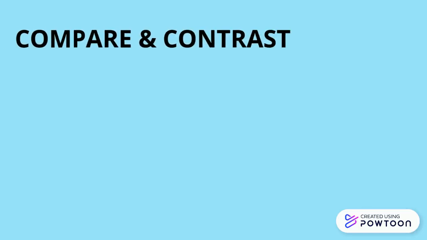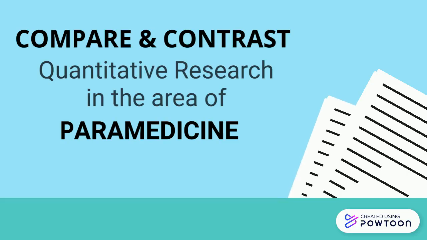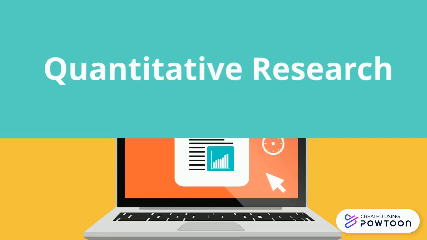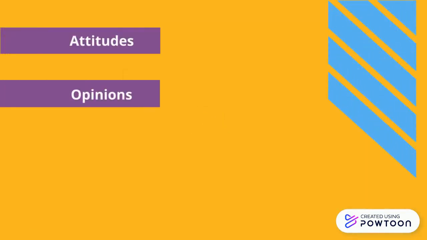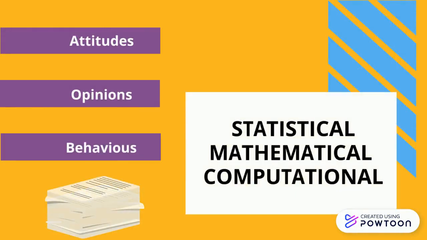In this short video, we'll be comparing and contrasting quantitative research in the area of paramedicine. Quantitative research is used to quantify the problem by way of generating numerical data or data that can be transformed into usable statistics. It is used to quantify attitudes, opinions, behaviours and other defined variables, then performing statistical, mathematical or computational techniques in order to confirm or disconfirm a hypothesis.